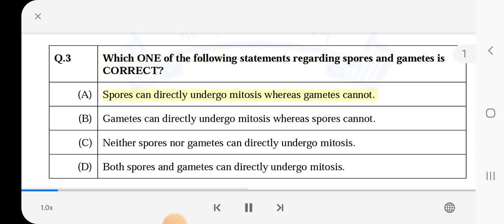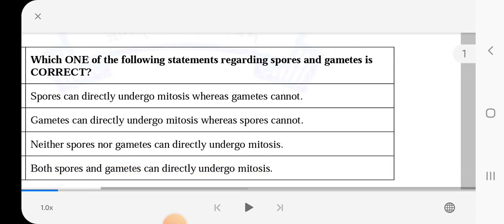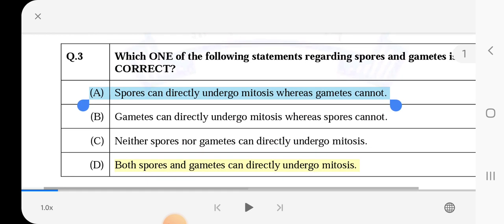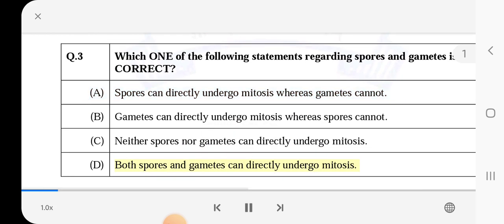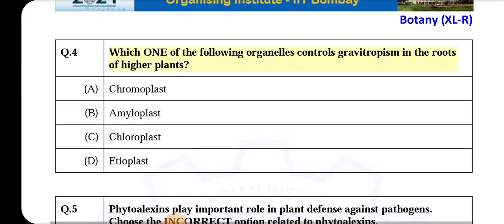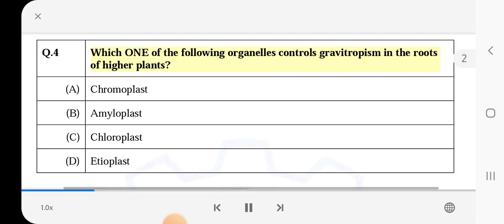Q.3 Which one of the following statements regarding spores and gametes is correct? A. Spores can directly undergo mitosis whereas gametes cannot. B. Gametes can directly undergo mitosis whereas spores cannot. C. Neither spores nor gametes can directly undergo mitosis. D. Both spores and gametes can directly undergo mitosis. Mitosis.